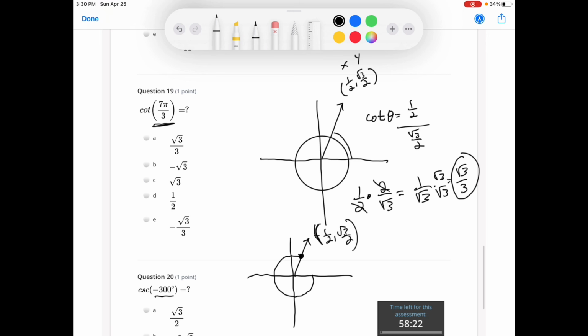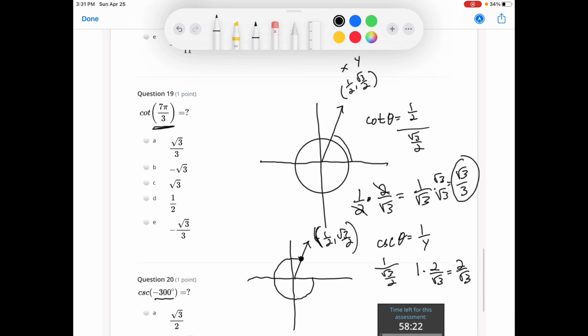Cosecant, on the unit circle, cosecant is 1 over y. Sine is y, cosecant's 1 over y. So we're going to do 1 divided by root 3 over 2, which is the same thing as 1 times 2 over root 3. That gives me 2 divided by root 3 and get rid of the root that's on bottom. So we're going to do times root 3 over root 3. That gives me 2 root 3 over 3. So that is cosecant of negative 300 degrees.